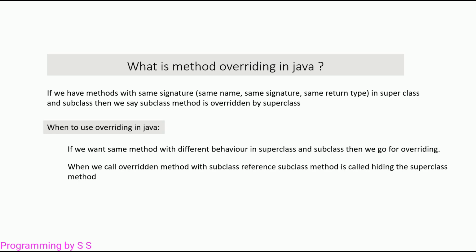Okay. Now there is another line: when we call the overriding method with a subclass reference, the method is called, hiding the superclass method. Let me explain with a practical example.